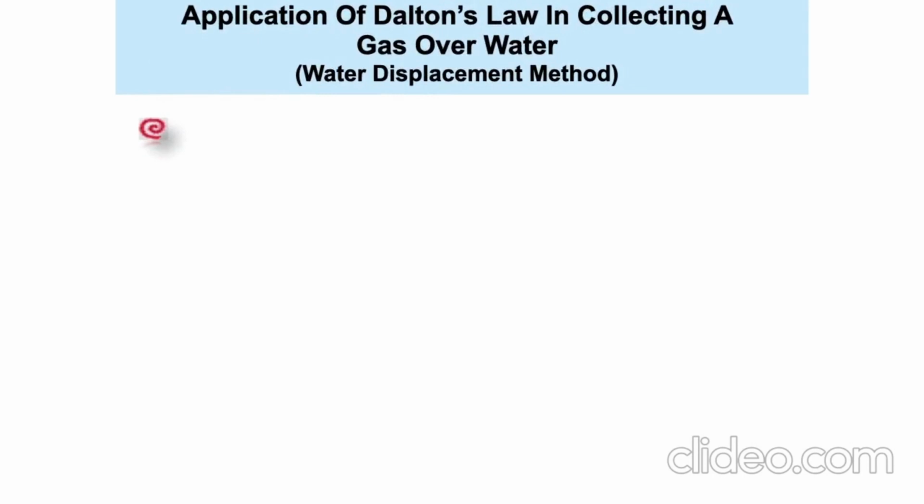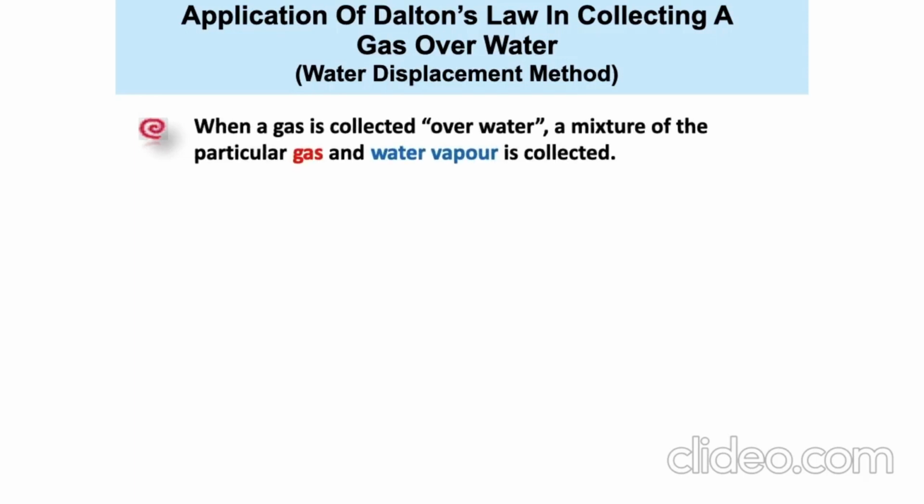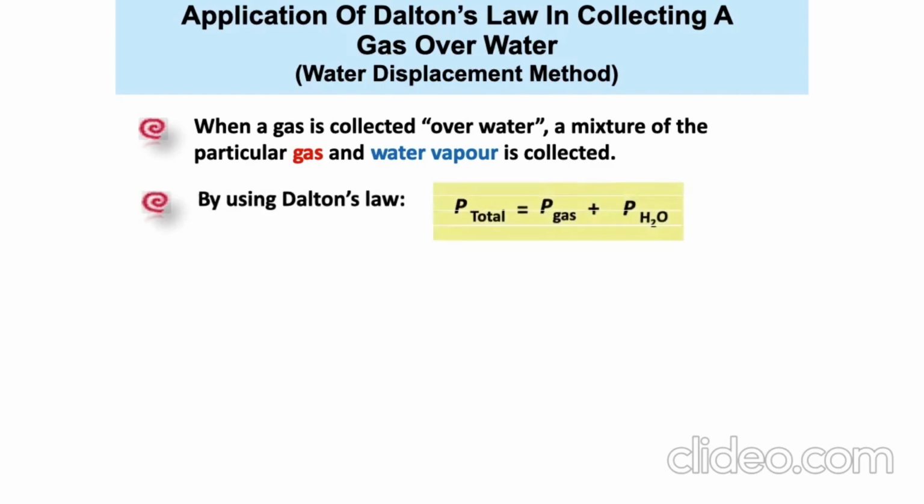Application of Dalton's law in collecting gas over water, also known as the water displacement method. When a gas is collected over water, a mixture of the particular gas and water vapor is collected. By using Dalton's law, P total equals the sum of the partial pressure of the gas plus the partial pressure of the H2O.